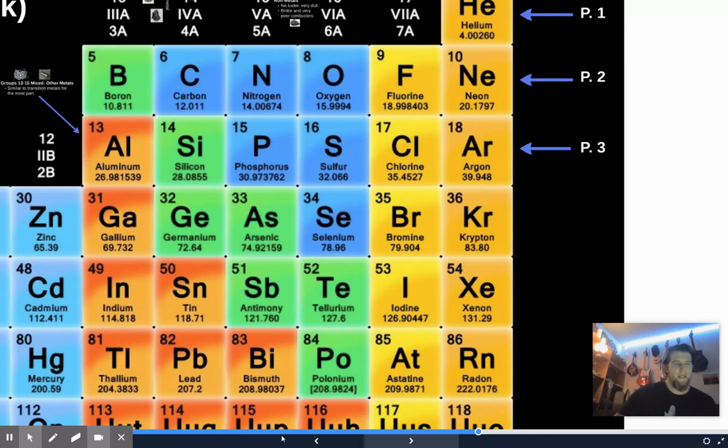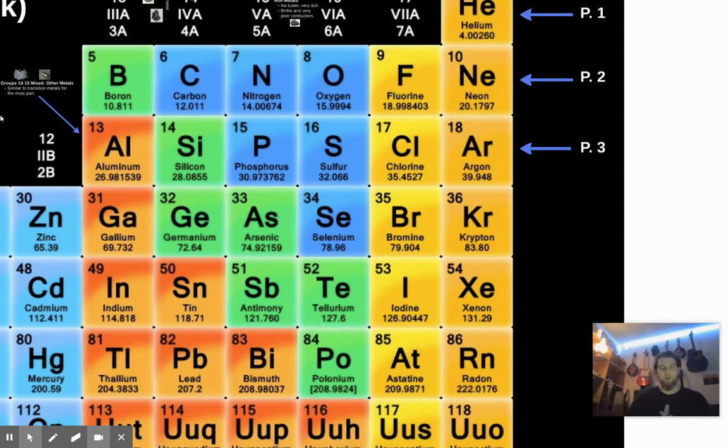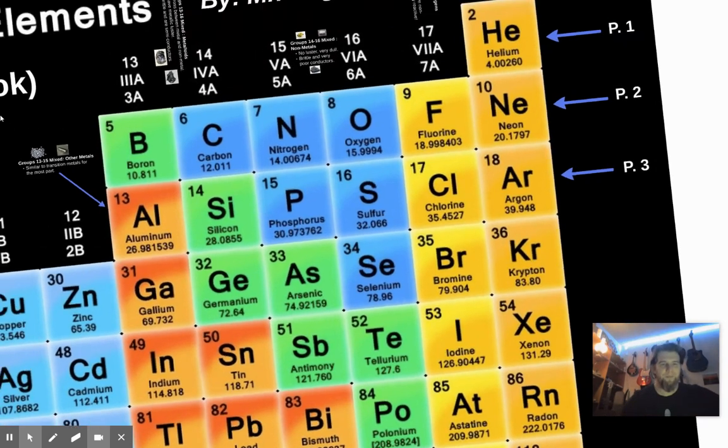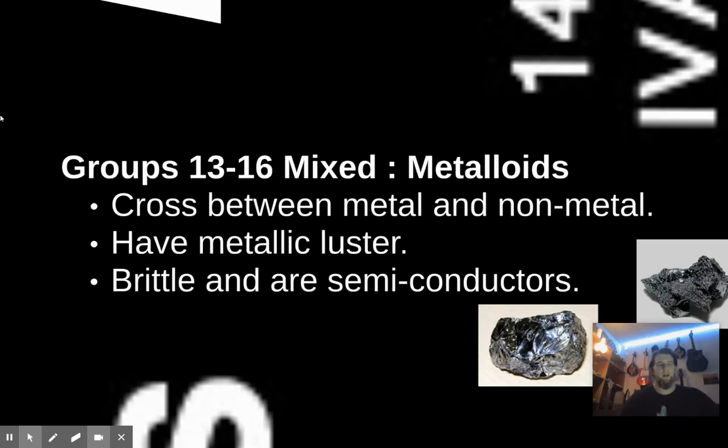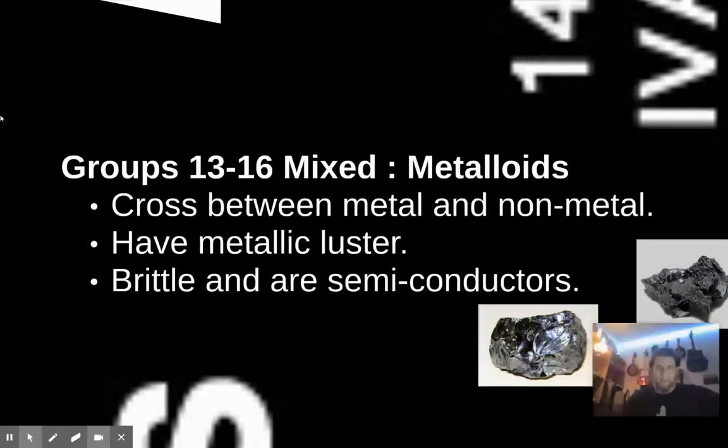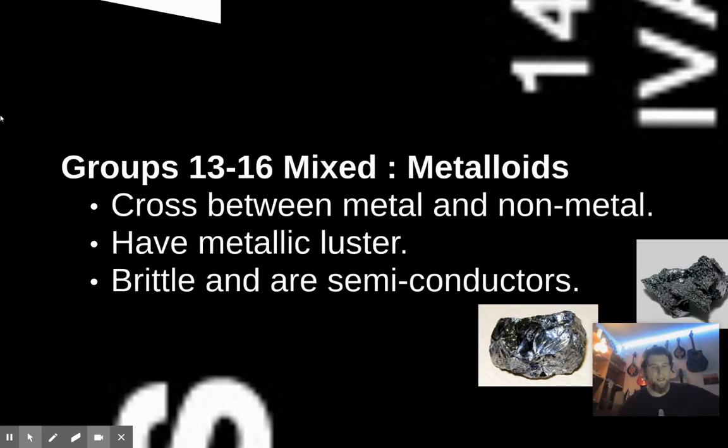But we can see them, they start to go through this area here. This is what we call the little zigzag of the periodic table, how it sort of stair steps all the way down. And so anything kind of touching this little zigzag is a metalloid or a semi-metal. And it is just one of those sort of weird nebulous groups of the periodic table. So groups 13 through 16, those are the mixed metalloids. So they're a cross between a metal and a non-metal.